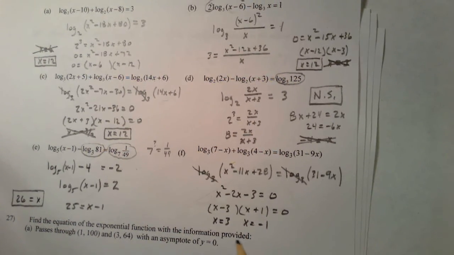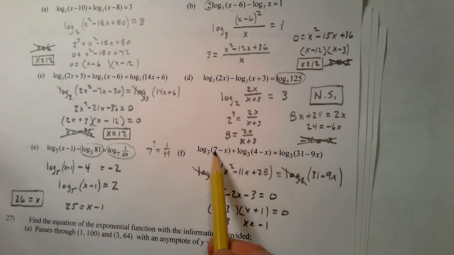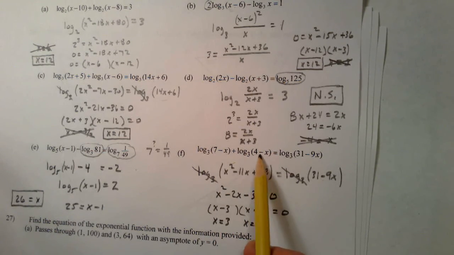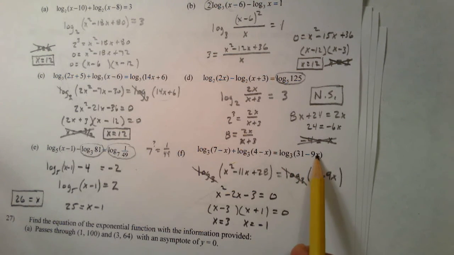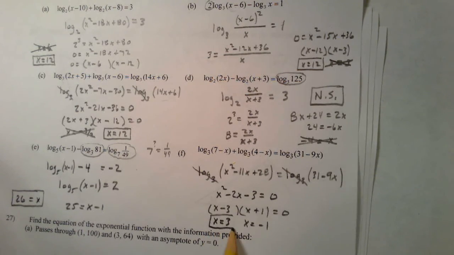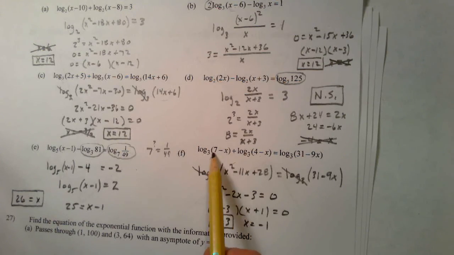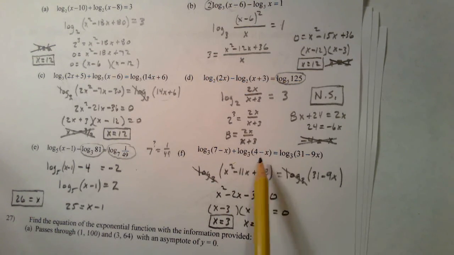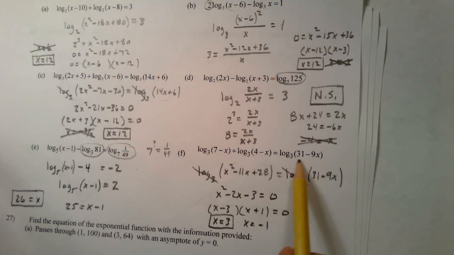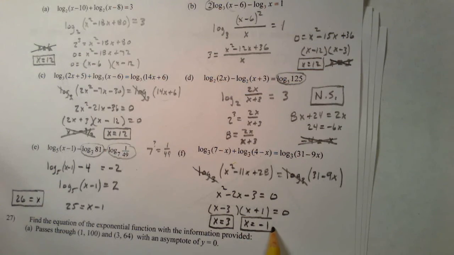All right, let's go check. The number 3 right there, 7 minus 3 is 4. That's fine. 4 minus 3 is 1. That's fine. 31 minus 27 is 4. That one's fine. So that answer's totally good. Let's go check negative 1. Negative 1 right there, that's going to get you positive 8. A negative 1 right there is going to get you a positive 5. And a negative 1 right there is going to get you a positive 40. So that one's also good. This guy has 2 solutions.